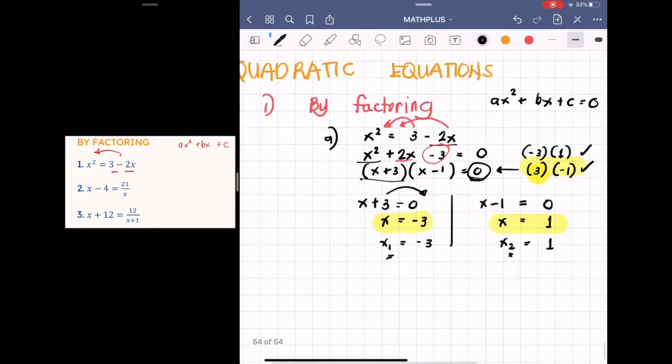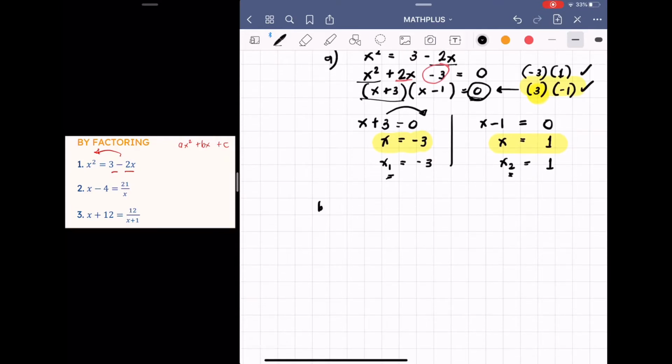Okay, let's try to solve letter B. In letter B, we are given x minus 4 equal to 21 over x. The problem in this equation is that it has a fraction, and most specifically, the denominator is your unknown, which is x.